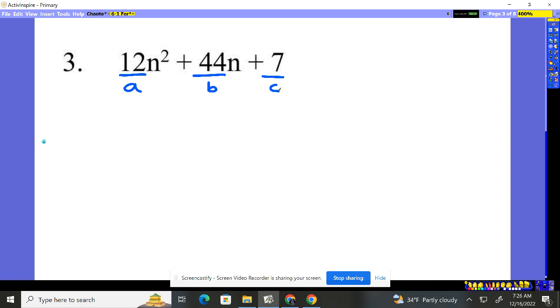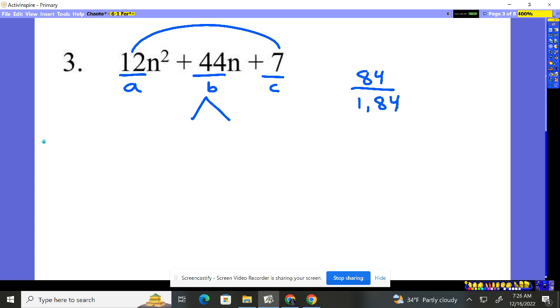Now, to do that, we're going to multiply the A and the C value, and then we're going to bust this B into two spots, into two pieces. So first, we have to do 12 times 7. The first step is always to do A times C value. 12 times 7 is how much? 84. And now we break 84 down like we normally do.